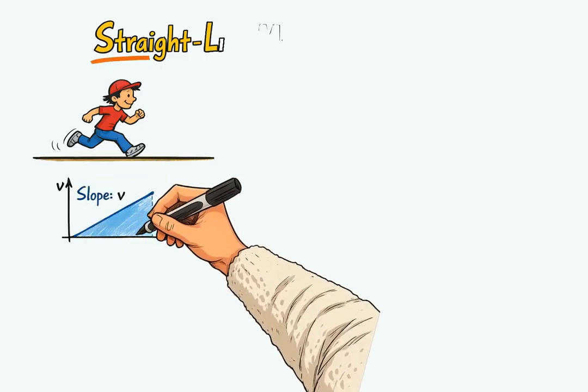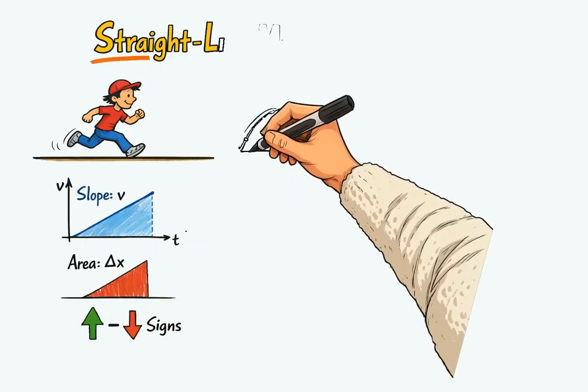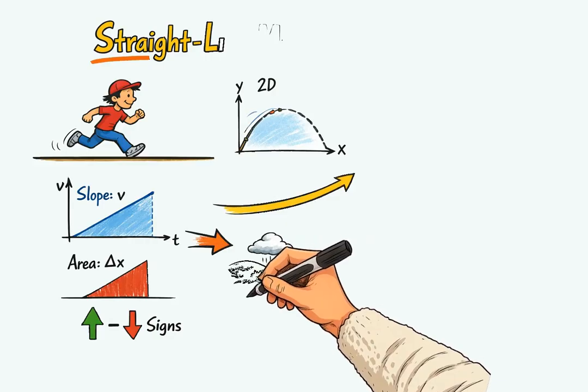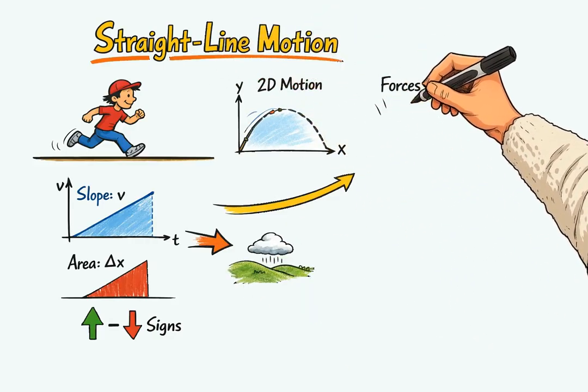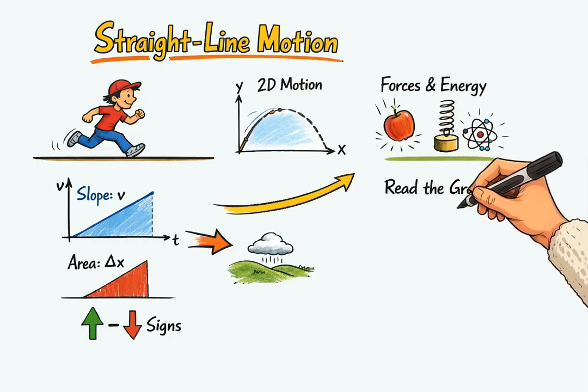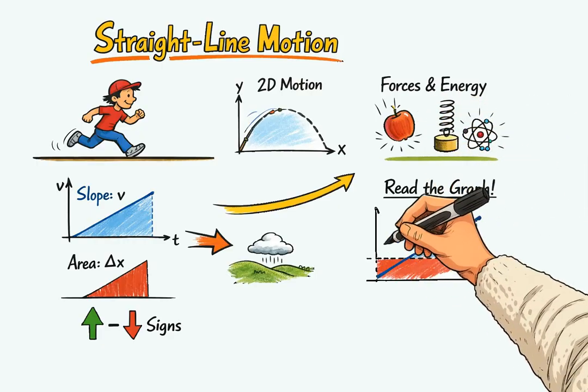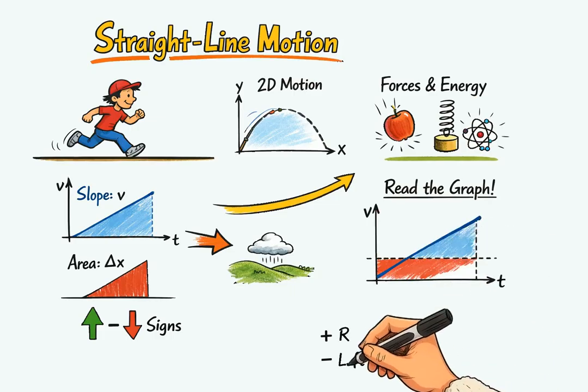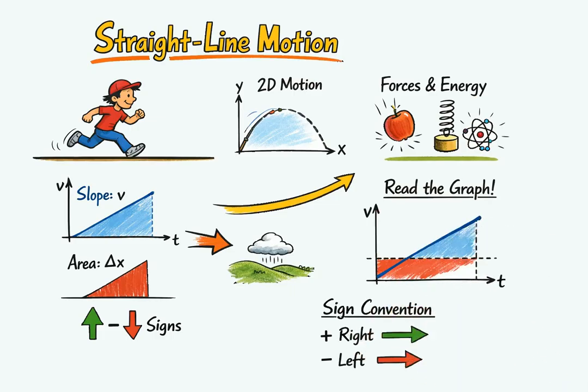This is where you learn the grammar of motion. Slopes, areas, and signs. Those ideas keep showing up when motion becomes two-dimensional, and soon after, when forces and energy enter the story. If you can look at a graph and read what it means physically, and if you can keep direction straight by committing to a sign convention, you've built a toolkit that scales up remarkably well.